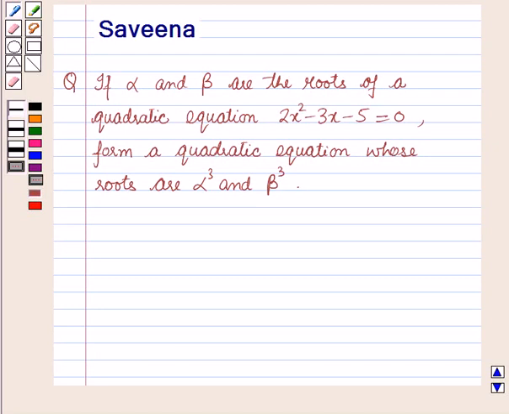In this session, we will discuss a question which says that if alpha and beta are the roots of a quadratic equation 2x square minus 3x minus 5 is equal to 0, form a quadratic equation whose roots are alpha cubed and beta cubed. Now, before starting the solution of this question, we should know some results.